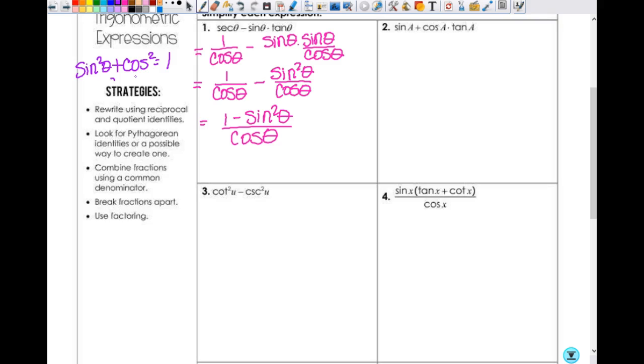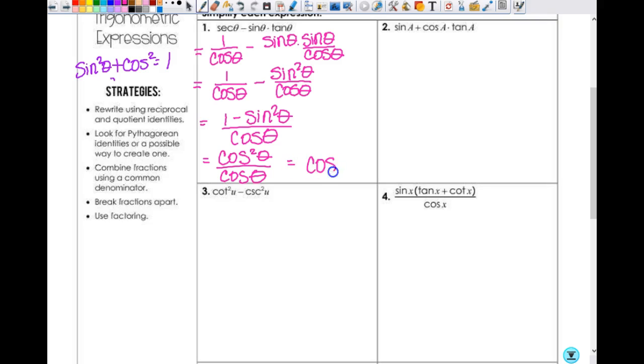Does that make sense from that? So instead of this 1 minus sine squared in the numerator, I can change that to cosine squared theta. So now I have cosine squared over cosine. That's just like x squared over x, right? So this would reduce down to what?